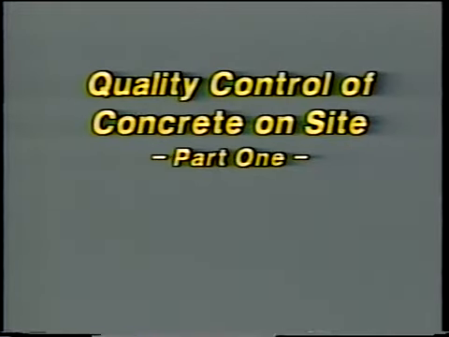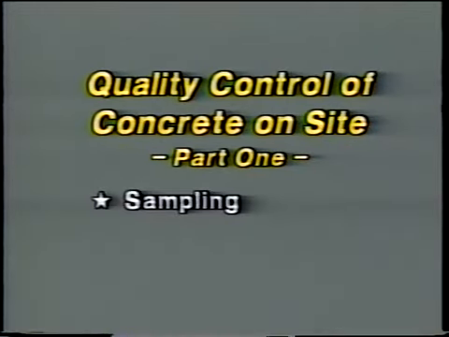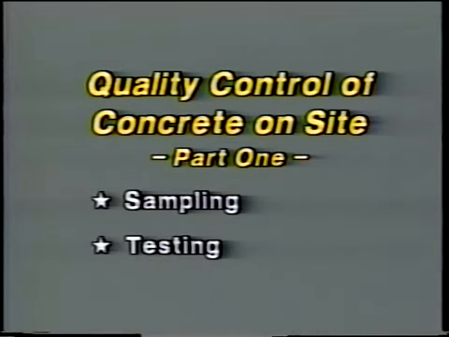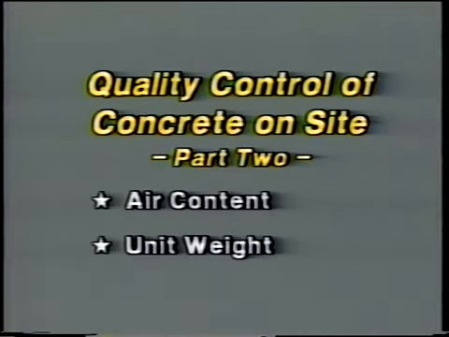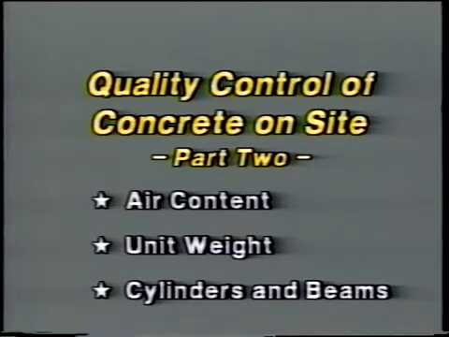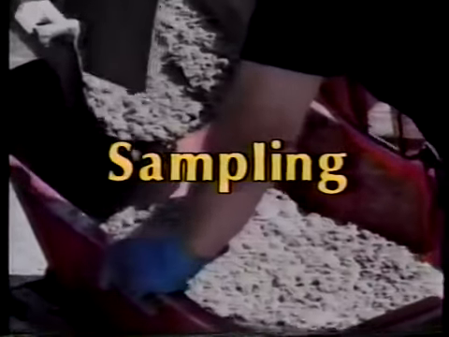So, here in Part 1, we'll look at sampling concrete and at the test methods for temperature and slump. In Part 2, we'll look at the test methods for air content and unit weight, as well as the procedures for making cylinders and beams. Our first topic then is sampling.